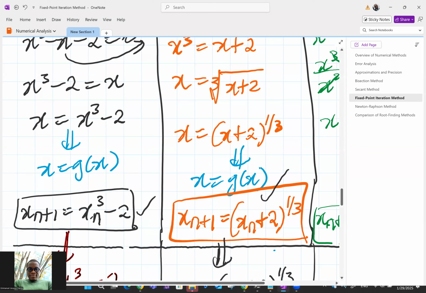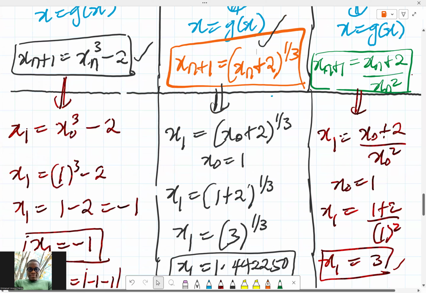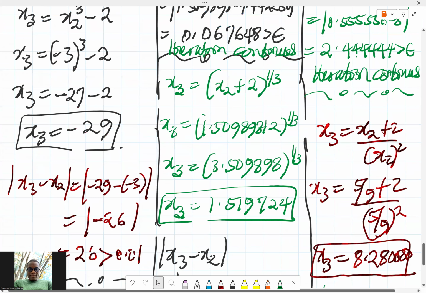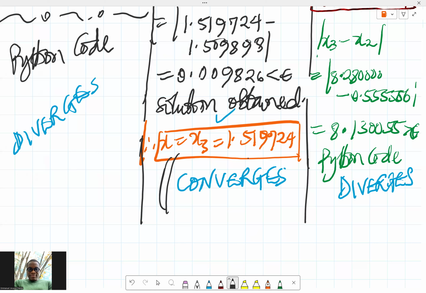Normally, if three of them are converging, then you choose the one that requires the least number of iterations. That's what you consider. All right, so with this, we come to the end of fixed point iteration. It's really interesting. You get your expression, change it to something like x equals g of x, do your iterations and see which one converges. Here only one converges, so we are only going to settle for this result. If all of them are converging, you choose the one that converges faster, the one that requires the least number of iterations.